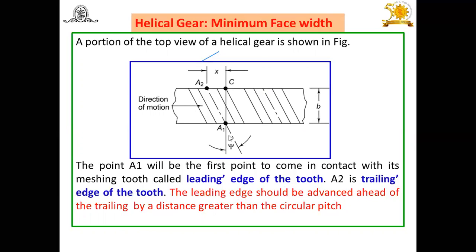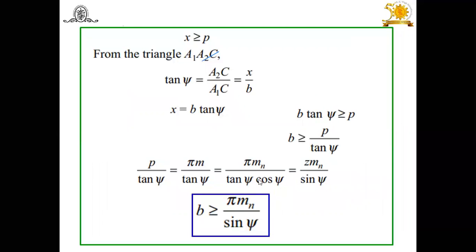Look at this: A1 is the leading point, A2 is the trailing point, and if I look at another point, it's C. That means when this point comes in contact with another tooth of the other meshing pair, this distance is X, the advance of the leading edge over the trailing edge by a distance greater than the pitch. Simply, X should be greater than P. And that's why I am going to write X should be greater than or equal to P.